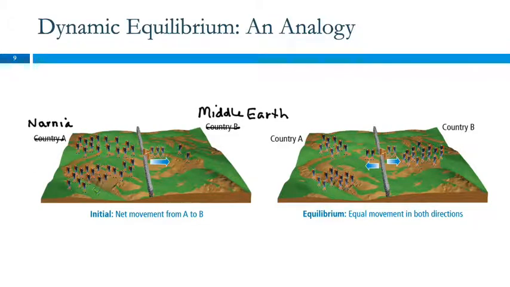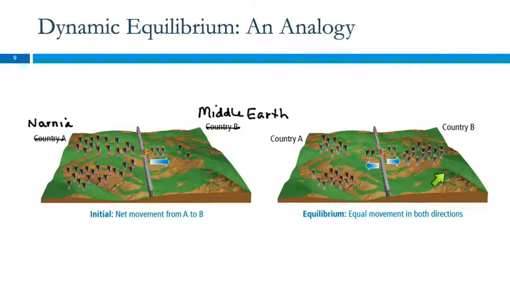And so what's going to happen? Where are the people going to go? It's really crowded over here, and they see that there's all this land available. You can have space to spread out. You can have a bigger farm. And so people are going to move from Narnia to Middle Earth, right? And so that will proceed until we've got an equilibrium situation going on.